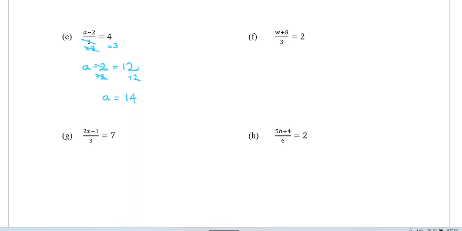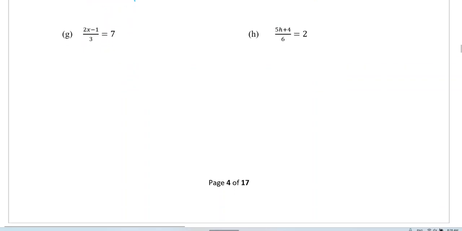In F, again, we need to get rid of this fraction first, so I'm going to need to times 3. That will get w plus 8 equals 2 times 3 is 6. Then the opposite of plus 8 is to minus 8. That leaves w equals 6 take away 8 is negative 2.